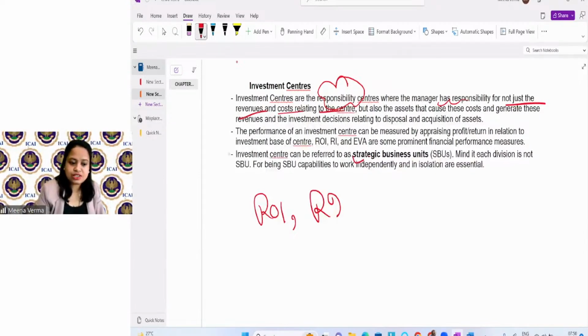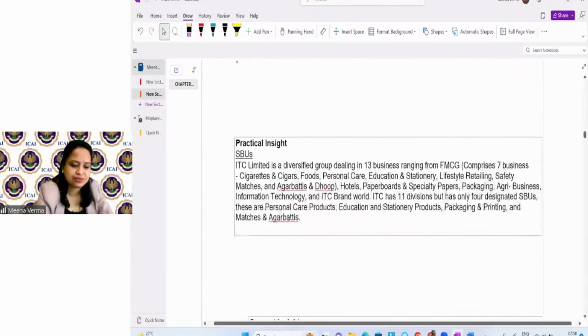Generally, it is the strategic level manager, the highest, the CEO or managing director, who is responsible for this. All right, here the highest level manager will come in this place. So this is investment center.